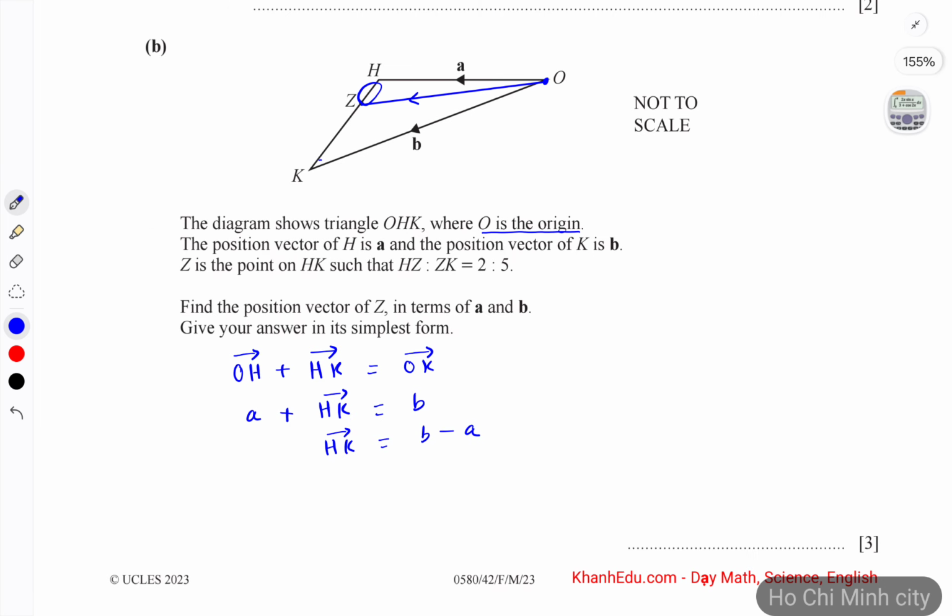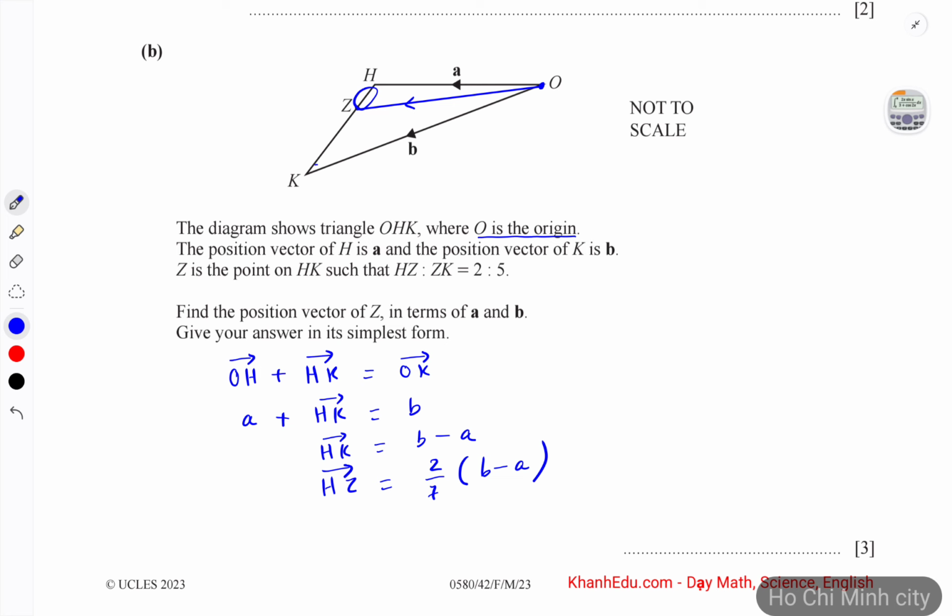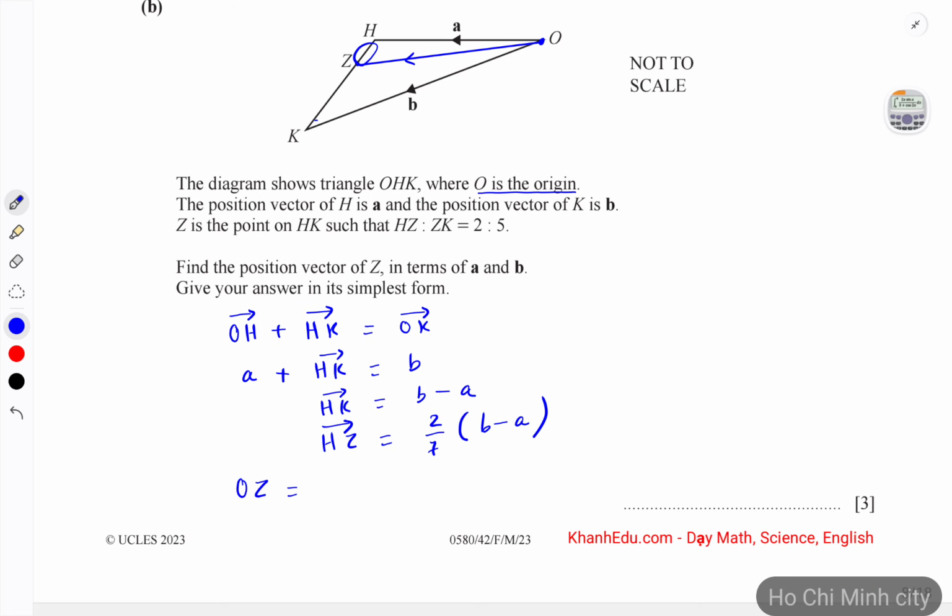So because HK is b − a, it means that HZ is 2 over 7, right? I mean 2 over 2 + 5, so 2 over 7 of (b − a). So when we have the HZ, then we can easily find out the OZ. The OZ is going to be OH + HZ. So OH is a, and this is a + 2/7(b − a). And that one can be simplified to become 5/7 a + 2/7 b.